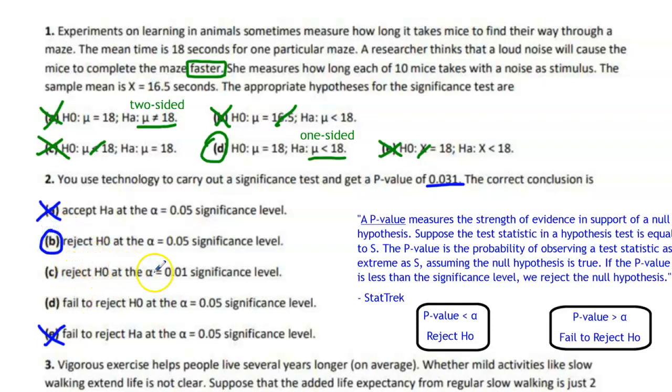This is reject H null at alpha equals 0.01. If the p-value is 0.031, that means the p-value is greater than alpha. If the p-value is greater than alpha, we're supposed to fail to reject, so this one is not right. For letter D, it says to fail to reject H null at alpha equals 0.05. Well, if 0.031 is the p-value, this number is less than this number. We're not supposed to fail to reject if the p-value is less than alpha. We're supposed to reject. So this one is incorrect, so let's cut this one off.